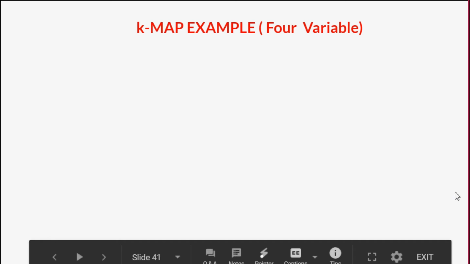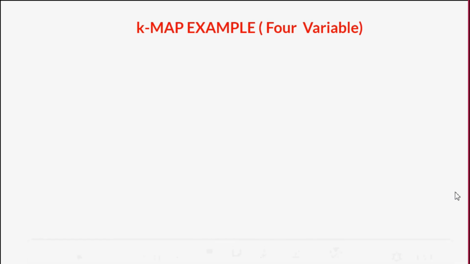Hi and welcome back. In this video we are going to simplify our boolean expression, in which we are going to have four variables. If my boolean expression has four variables, then how many cells is my table going to have? That is 2 raised to power 4, which comes out to be 16.